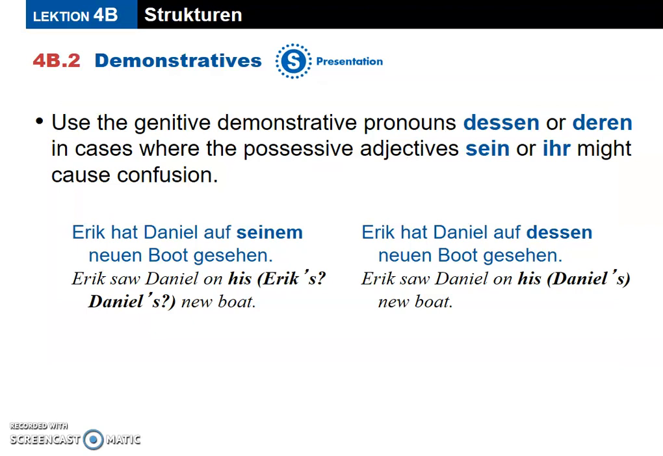We use the genitive demonstrative pronouns dessen and deren in cases where the possessive adjective sein or ihr might cause some confusion. So in that first example, Erik hat Daniel auf seinem neuen Boot gesehen. We don't know whose boat it is, but in the next sentence, Erik hat Daniel auf dessen neuen Boot gesehen. Dessen's referring to the last person that was mentioned in the sentence, and so you know that it's Daniel's boat.